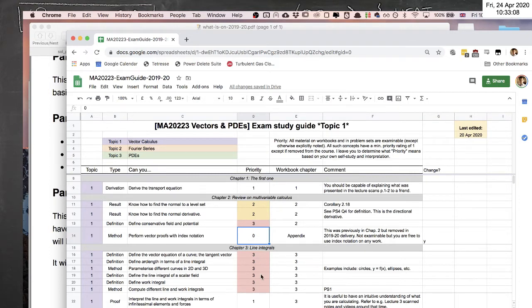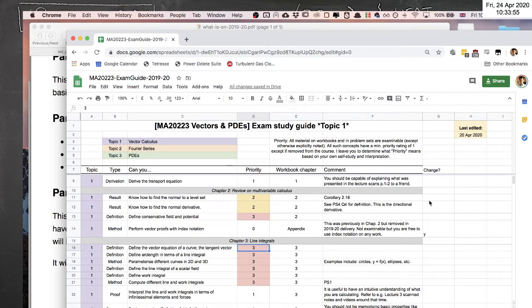Priority 3, I've tried my best not to actually tell you what these numbers mean, so it's up to you to interpret what 0, 1, 2, 3 means. But I think very loosely in my head when I say 3, I mean that it has definitively come up in this year's or last year's or one of the previous years' exams in a more central role. So a question, for example, 3 here, define the vector equation of a curve, the tangent vector. This is just a fundamental topic or a fundamental definition or method that you have to know that has basically impacted any vector calculus question in the last couple of years. So this is what the 3 means.